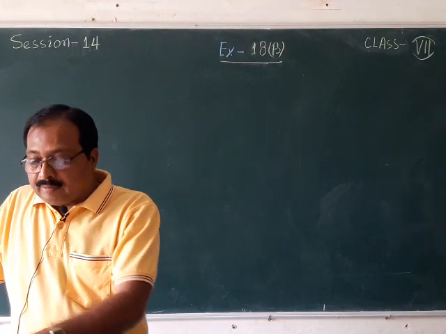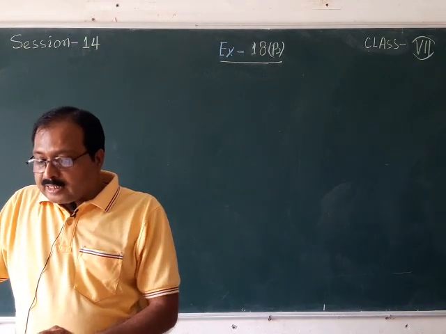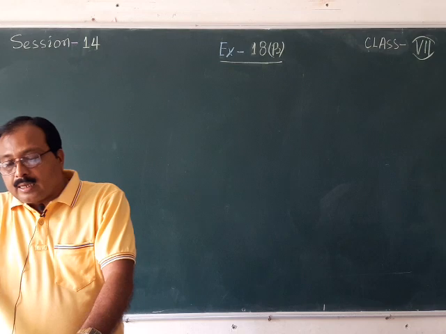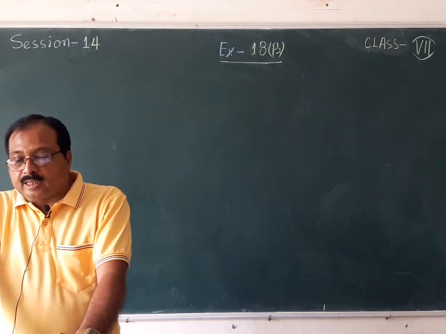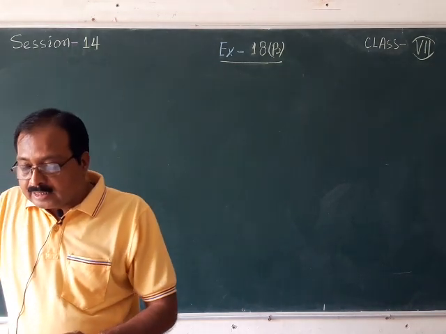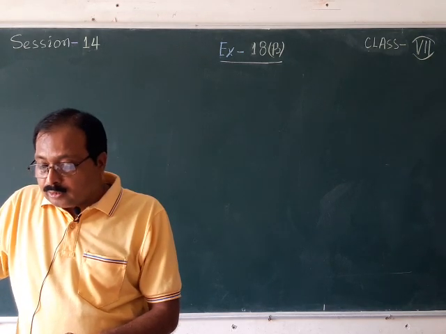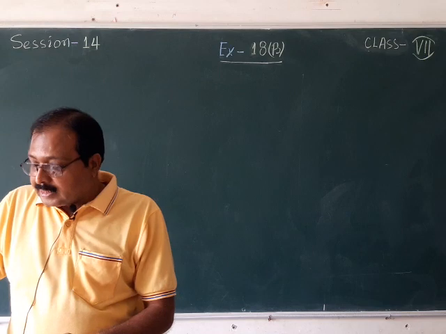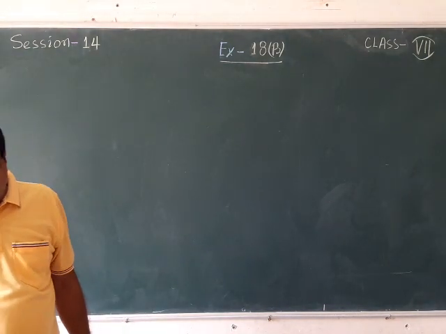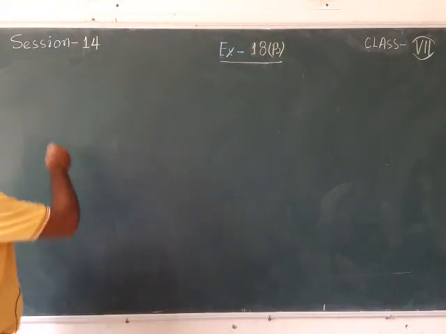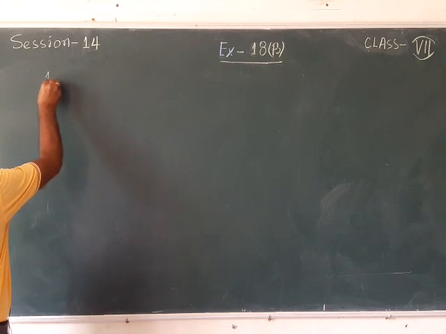at a good level. Here the following data gives the total marks obtained by 6 children of a particular class. Represent the data on a bar graph. So exercise 18B, question number 1. Once again I am going to show you so that you can do it. So question number 1 I am taking first.